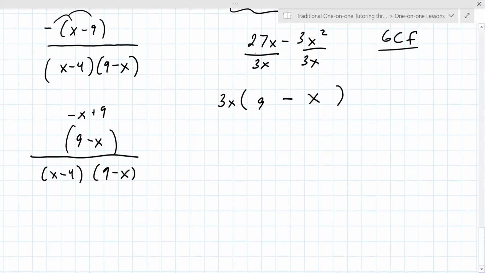And from there, these cancel, but there's a 1 left over in the top. So your final answer is 1 over x minus 4.